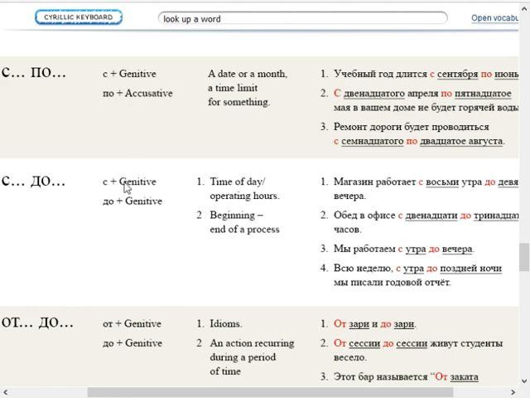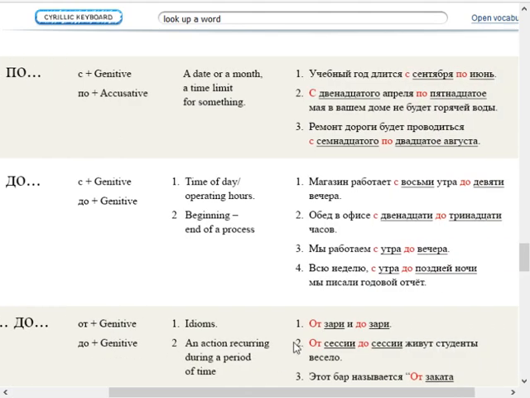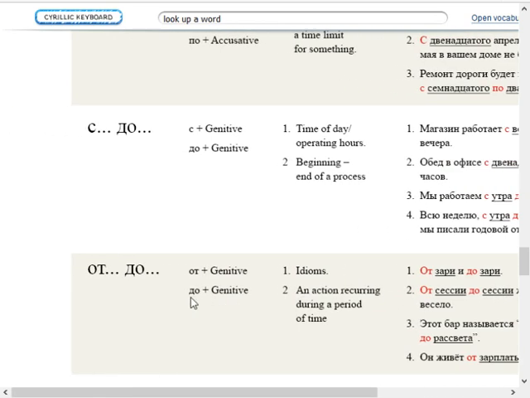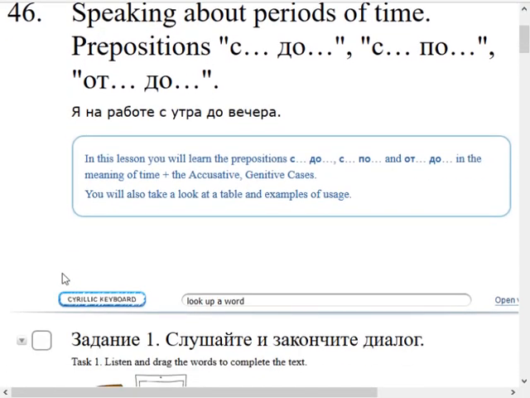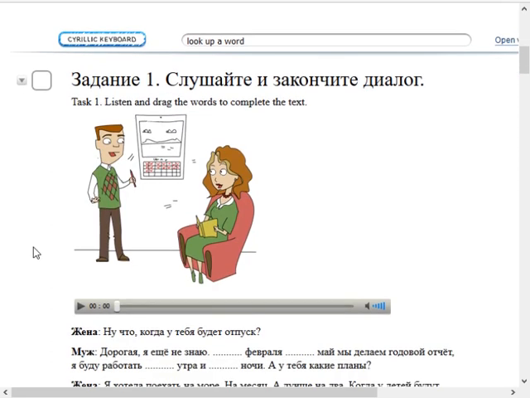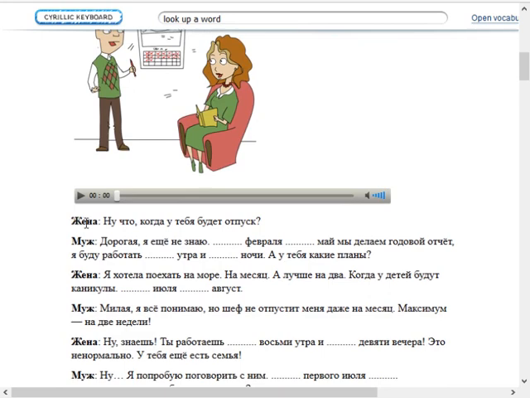It's basically when we're talking about idioms, not specifically about a specific time frame, or when an action is recurring. So like от сессии до сессии, from one session to another. So there you go. Okay, that is now our background for this lesson. Let's go ahead and listen to this dialogue between a man and a woman, who are denoted as жена and муж, wife and husband.